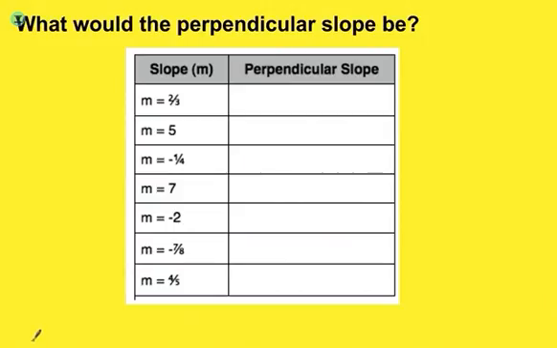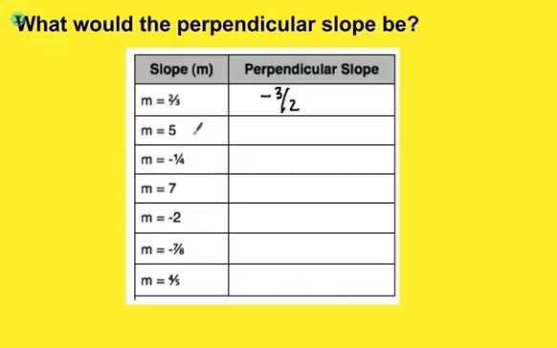So what would the perpendicular slope be? If I'm talking about negative reciprocals for a perpendicular slope, if my slope was 2/3, the negative reciprocal or the perpendicular slope to 2/3 would be negative 3/2.